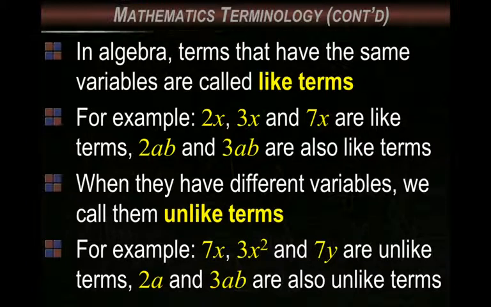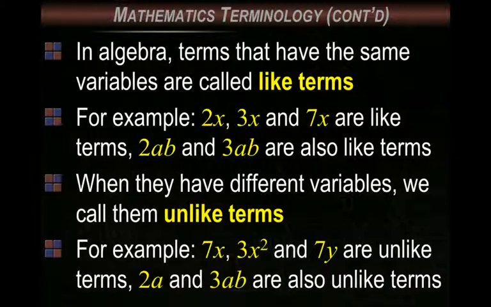In algebra, if they have the same variables, they're called like terms. So 2x and 3x are alike. Why? Because they both contain the same variable. 2ab and 3ab are alike. Now in this case we have 2 variables, but they both have the same 2 variables. Now here's a question. Is 2x like 2ab? No, they're not the same variables. If they don't have the same variables, we call them unlike. So they're alike or they're unlike.